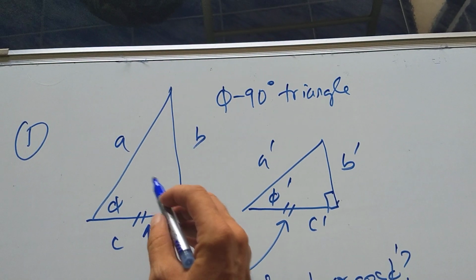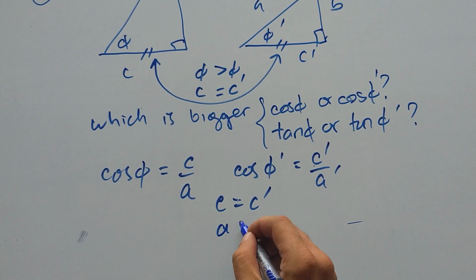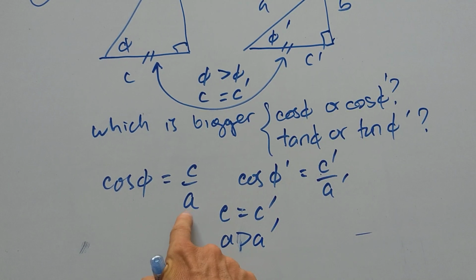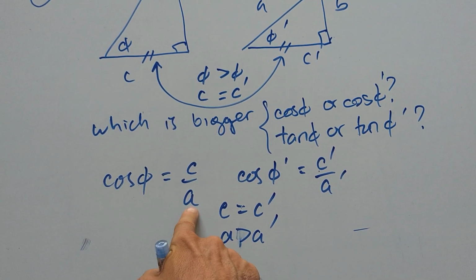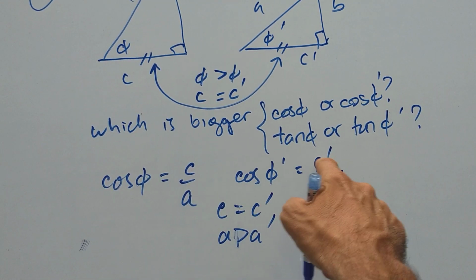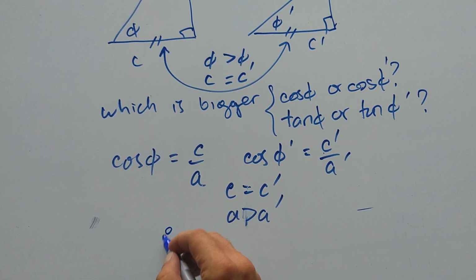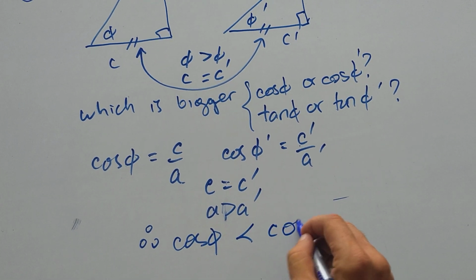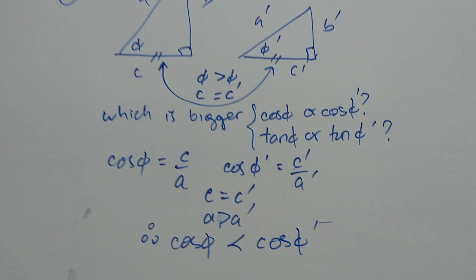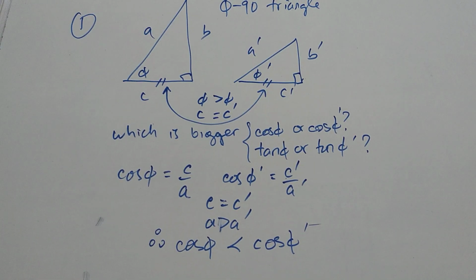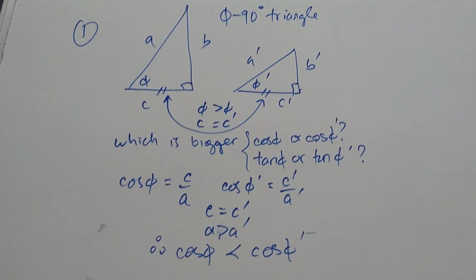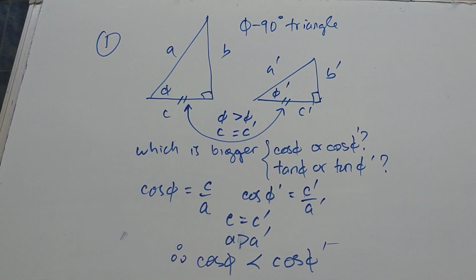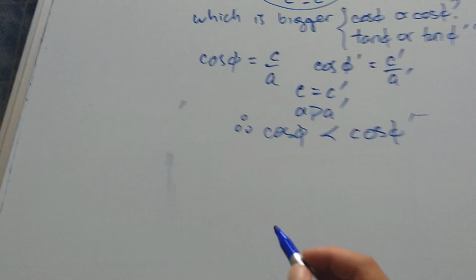And if we look carefully here, A is bigger than A prime. So if A is bigger than A prime, but the C's are equal, then this must be smaller. Therefore, cos phi must be smaller than cos phi prime. You see how I reasoned it out? This is a very good problem for developing your sense of trigonometry. Let's do two more like this.